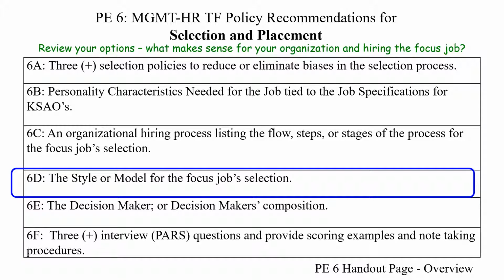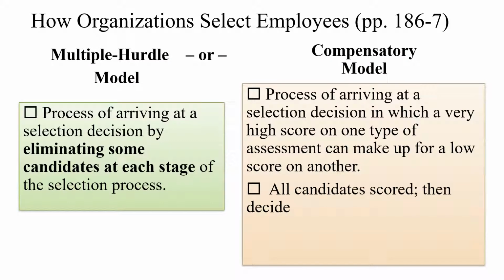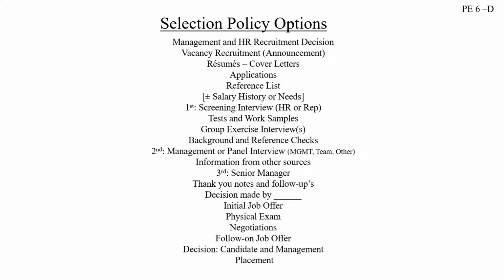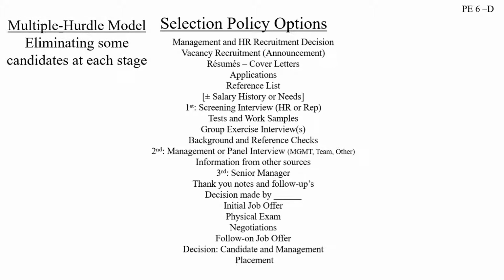Task 6D is your decision on the style or model for the focus job selection. Readings in our textbook provide us 2 options, the multiple hurdle model or the compensatory model. And there's a summary of each. They might be easier to understand if we do examples of each. Here we go. The multiple hurdle model eliminates some candidates at each stage.